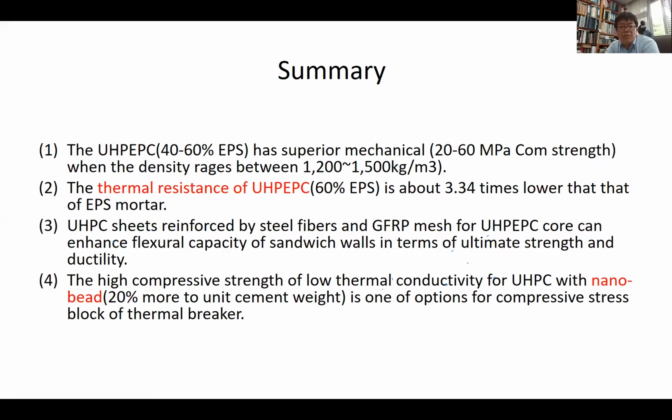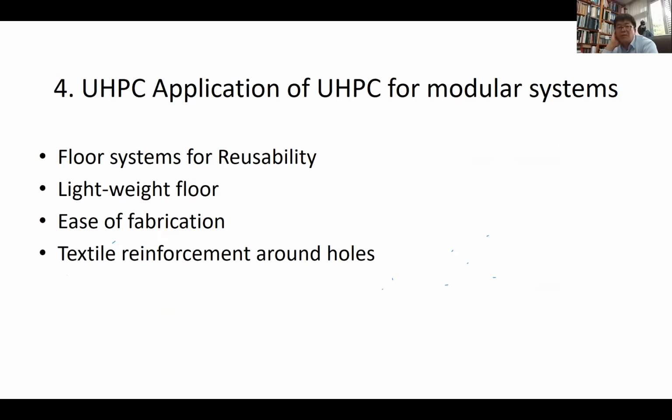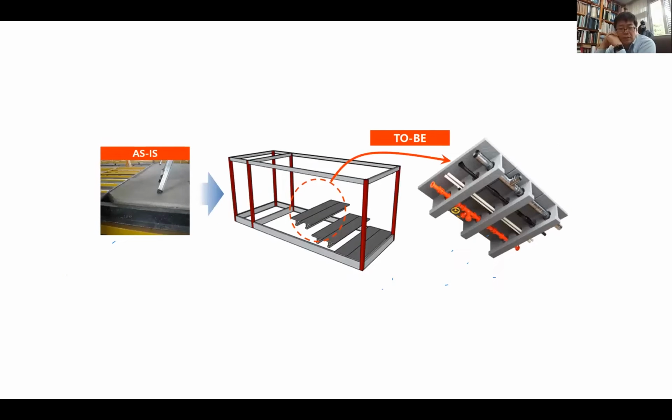This is the second part of my application, the UHPC for sustainability. This final example is the modular system. A modular system has possible sustainable applications because of its reusability, lightweight floor, and easy fabrication. We apply the textile reinforcement around the hole. So this is our proposal for the modular system for the floor system made by the UHPC.